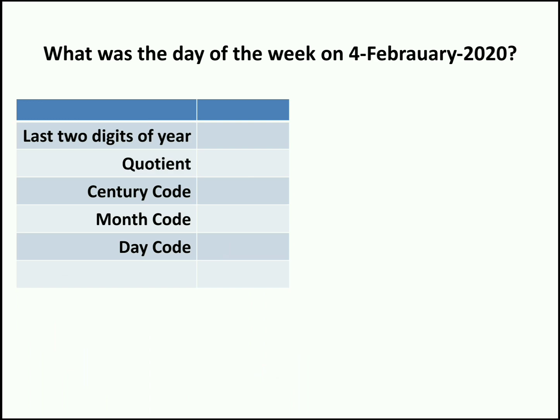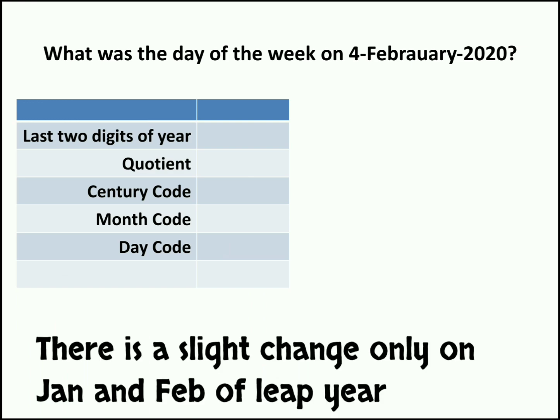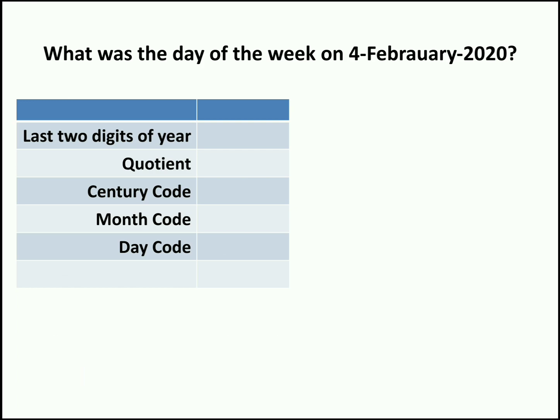It's really simple. See, in a leap year, apart from January and February, the process for all the remaining months is the same. Starting from March to December, the process is similar to a non-leap year. But if it is January or February, we have to keep one thing in mind. The last 2 digits of the year is 20. You have to divide this 20 by 4, and you get the quotient 5.